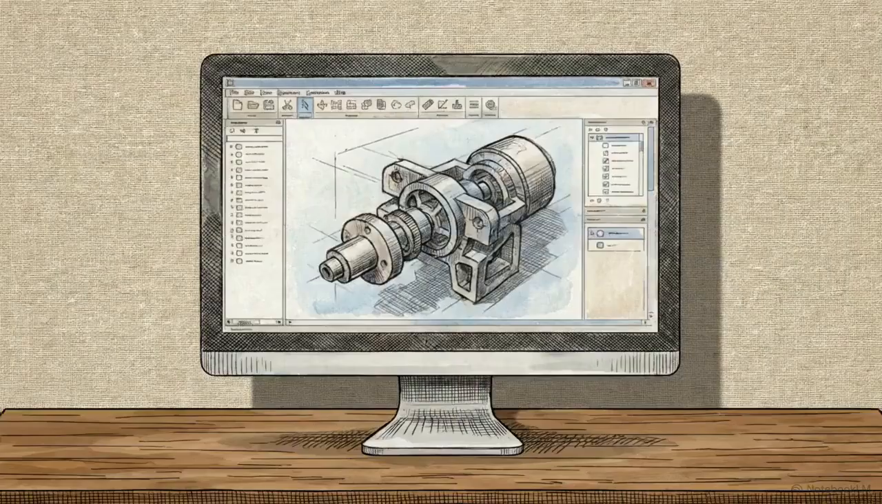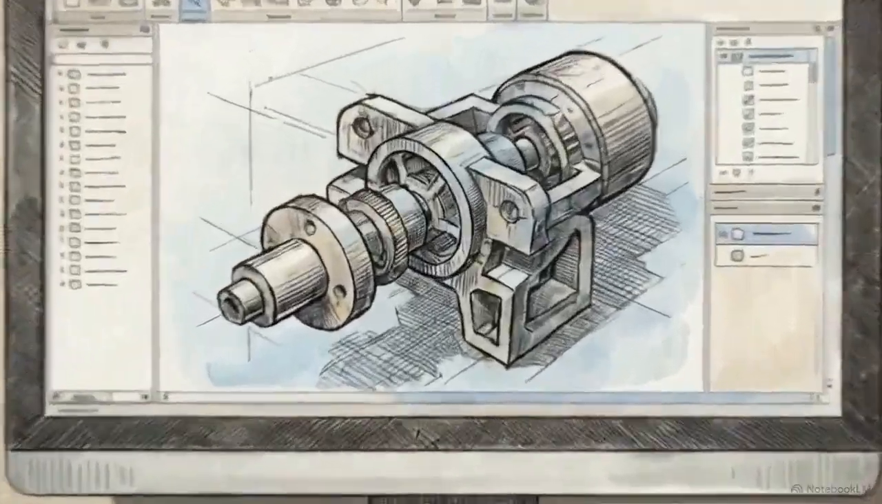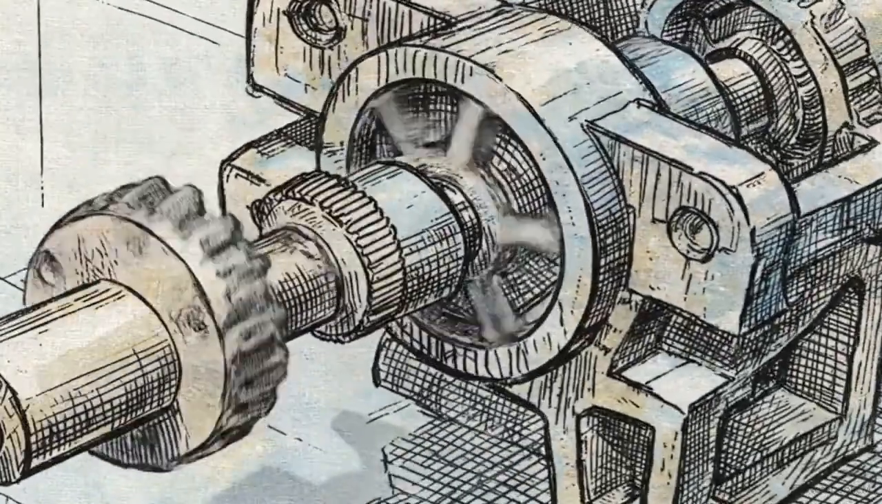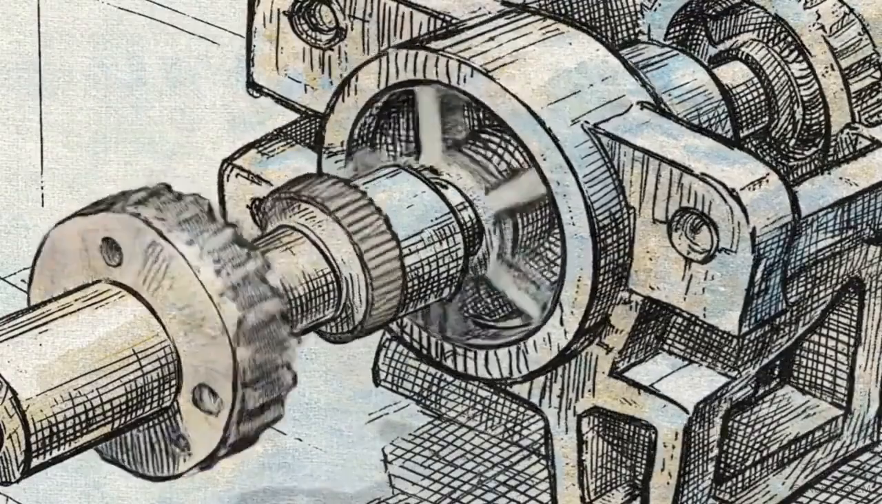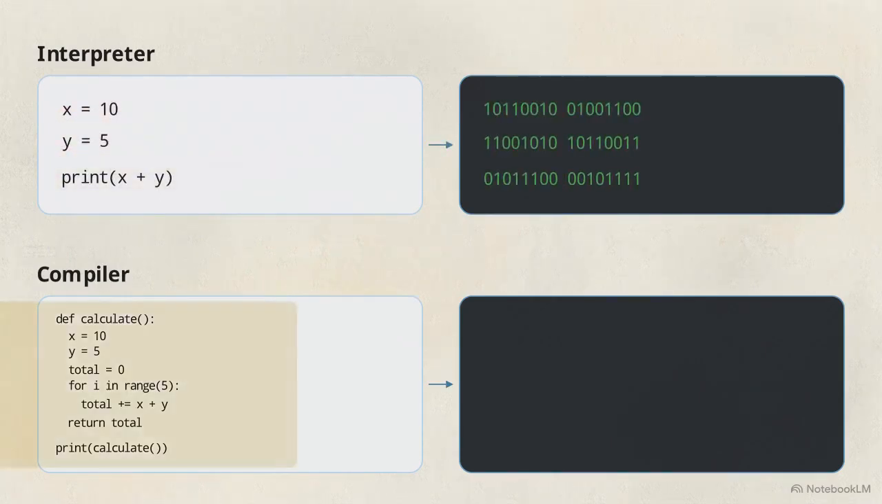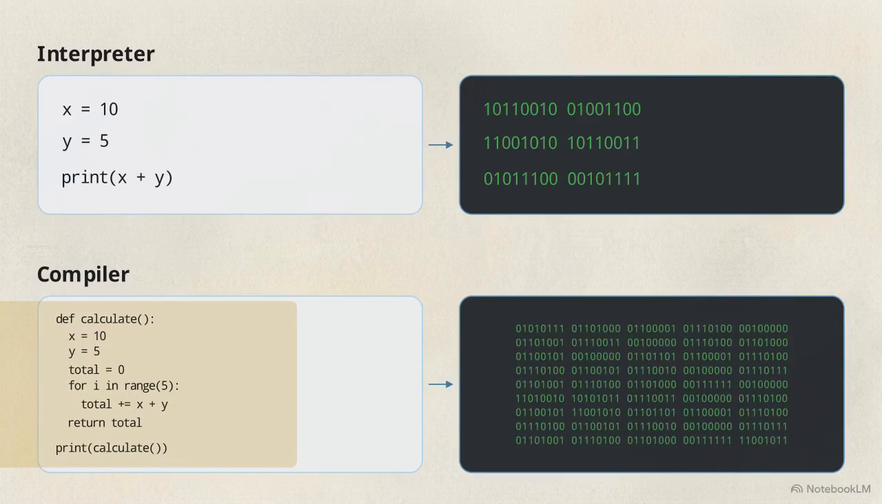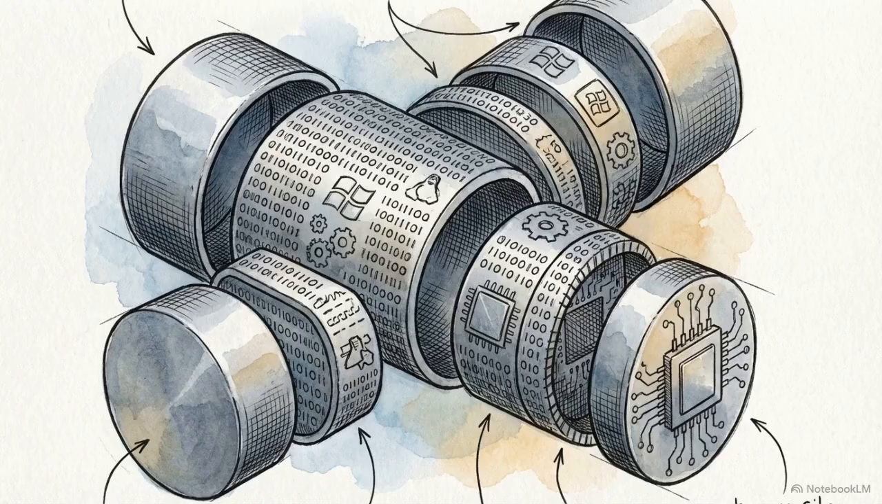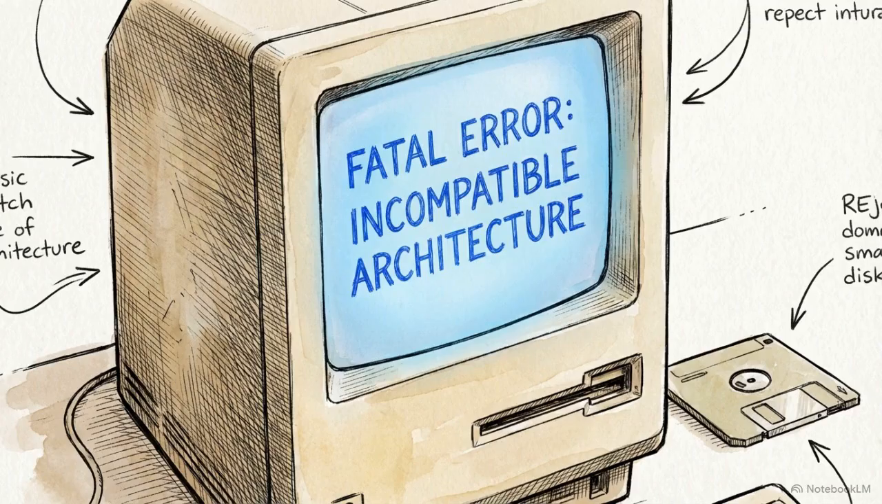Compilers require more time for the initial translation, but the resulting program runs faster because the computer doesn't have to translate code while it executes. For your exam, remember the core distinction. An interpreter translates line by line, while a compiler translates the entire file at once. A major drawback of compilers is that the resulting machine code file is permanently locked to the specific operating system and CPU it was compiled for. Sharing that program with a different type of computer would require the developer to recompile the source code from scratch.